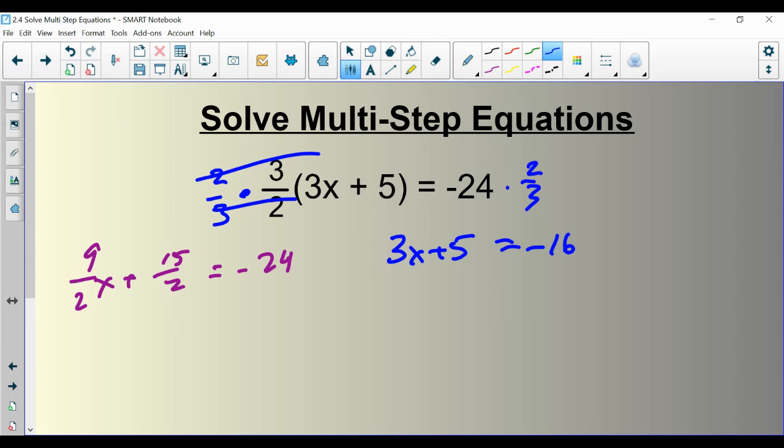Now I just have a two-step equation, right? I didn't have to deal with any of these fractions because I got rid of the fraction by multiplying by the reciprocal. So now I can subtract 5 to both sides and get 3x is equal to negative 21. So x is equal to negative 7.